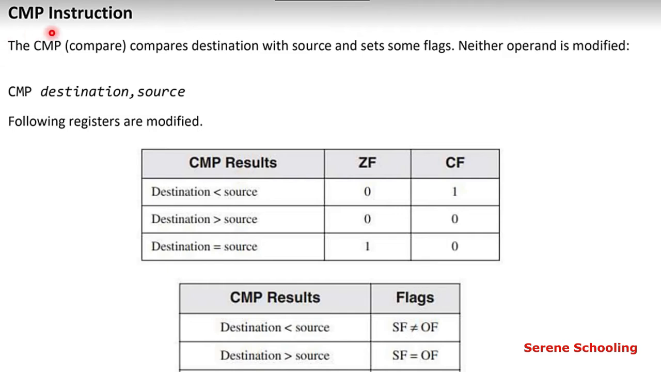CMP means compare instruction. This compares the destination with the source and sets some flags. You have to remember one thing: whenever you find a CMP instruction anywhere in the code, it does nothing but set some flags. And we have learned about flags already. You must know about flags first, okay? Neither operand is modified, neither the destination nor the source, but it just sets some flags. Flag means the flag will be clear or set, that is 0 or 1, and that's it.